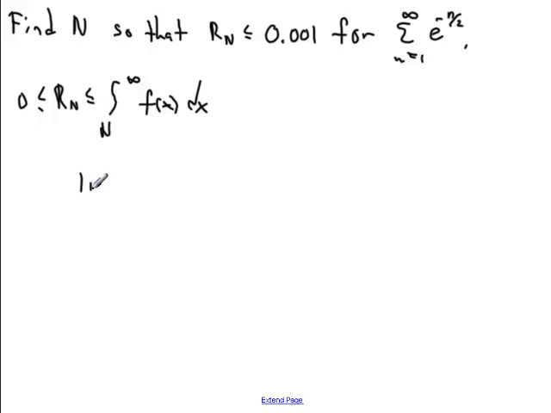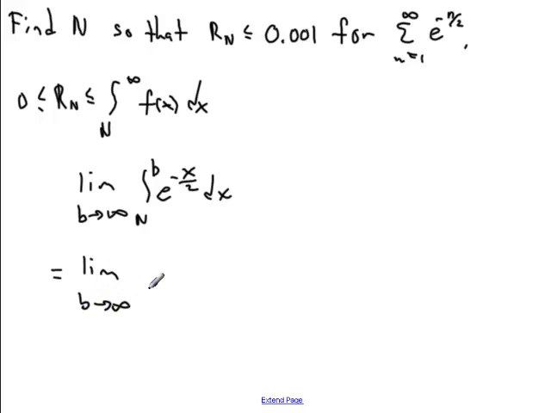So we have to take a look at the limit as b goes to infinity, and here in this case n is unknown, so it's going to be the integral from n to b, and f of x is e to the minus x halves dx. So integrating, we get limit as b goes to infinity, e to the minus x halves times negative 2, evaluated from n to b.